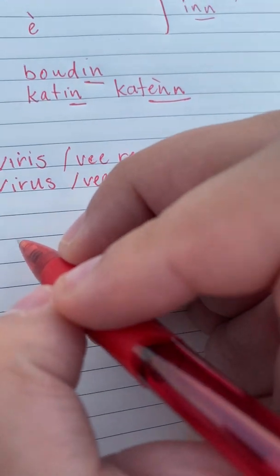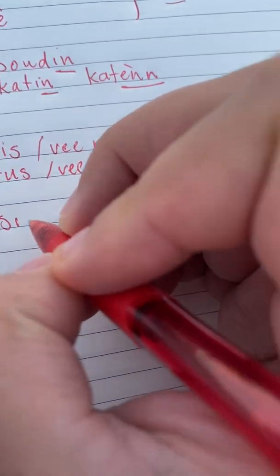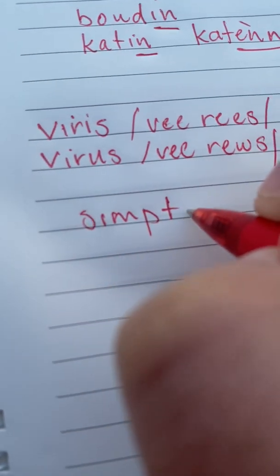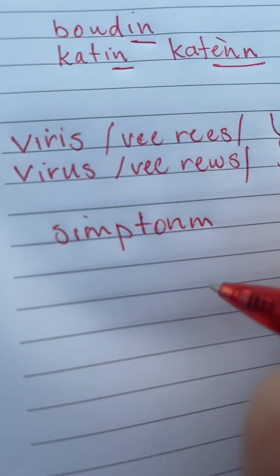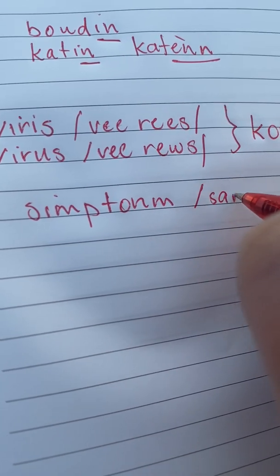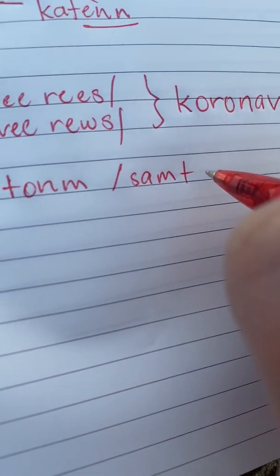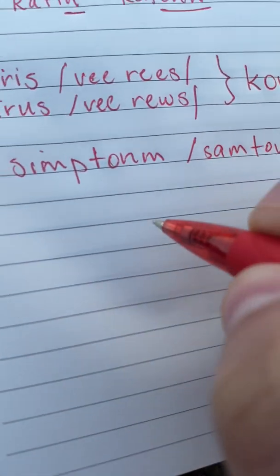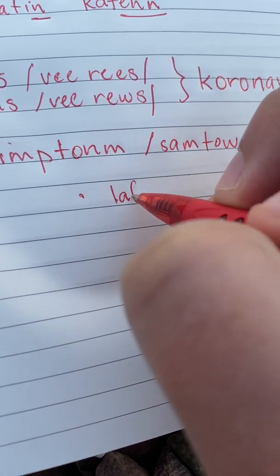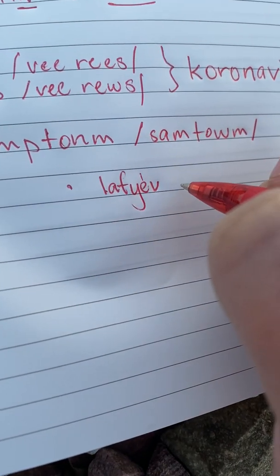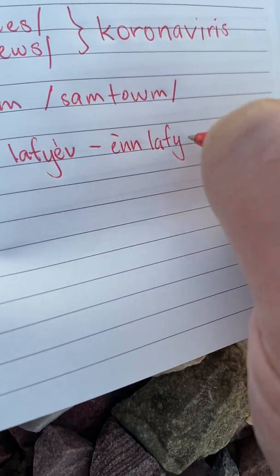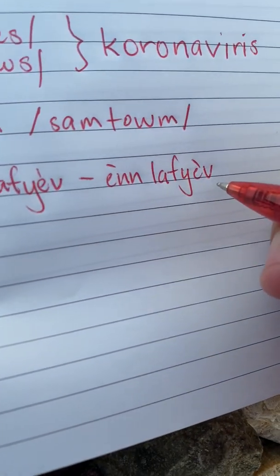Well, apparently there are things like, so the way that we say symptom is symptôme. Okay? Symptom. So apparently fever is one. And the way that we say fever is la fièvre. It's one word. La fièvre. So a fever is en la fièvre. A fever.